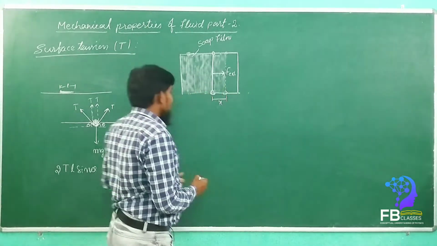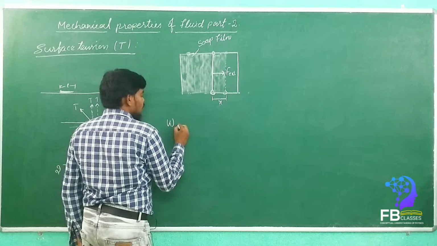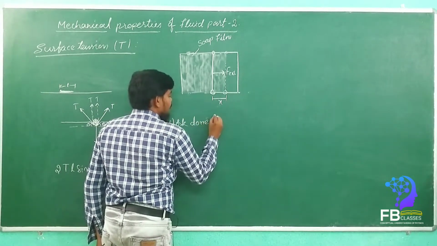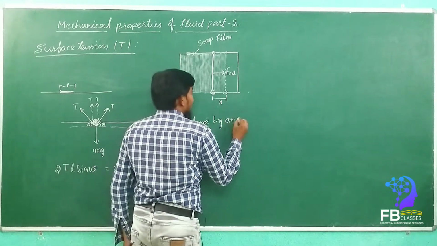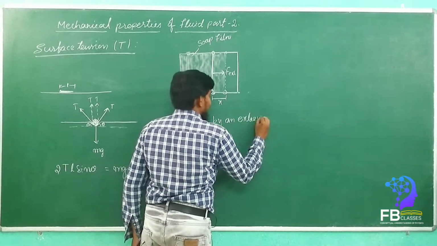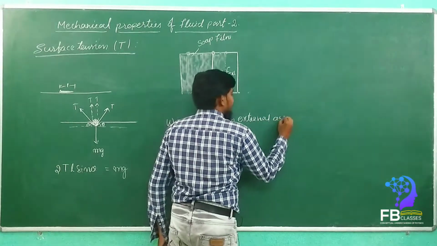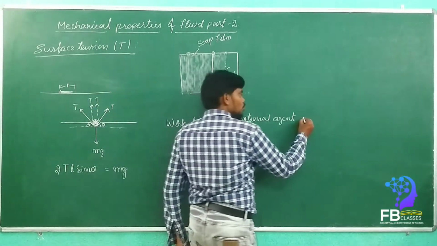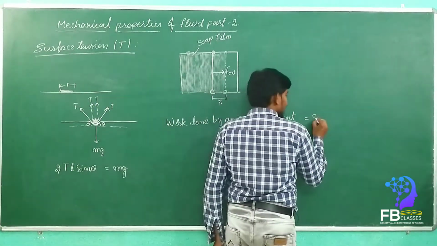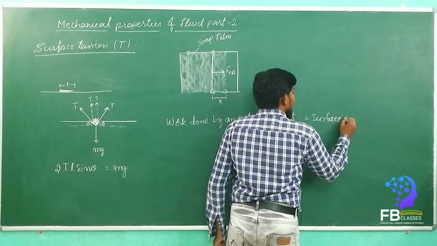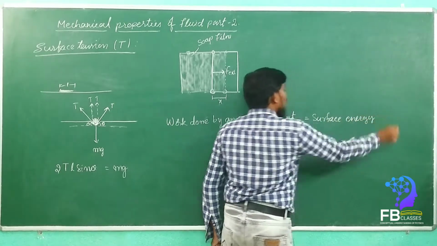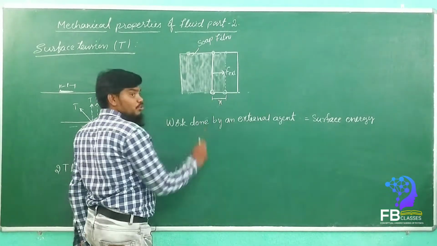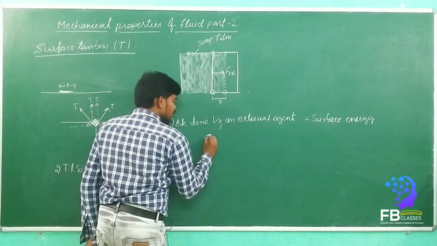So the work done by an external agent is equal to what, my dears? Surface energy. It's stored as surface energy. How much work did I do? That means force into displacement. Force is how much, my dears? F into displacement.